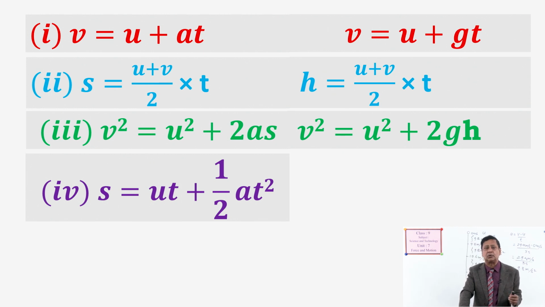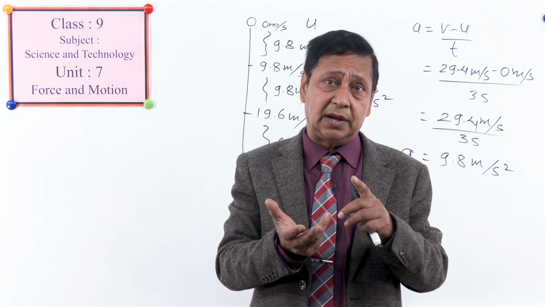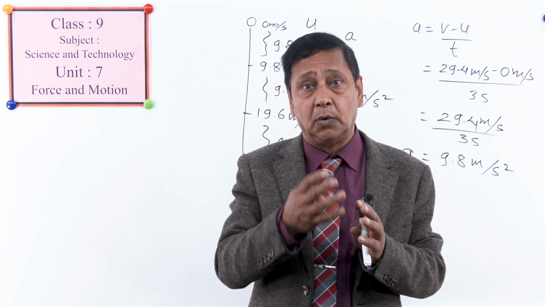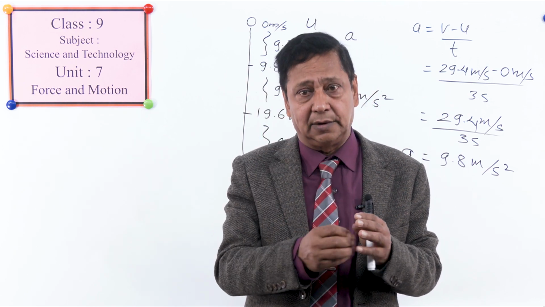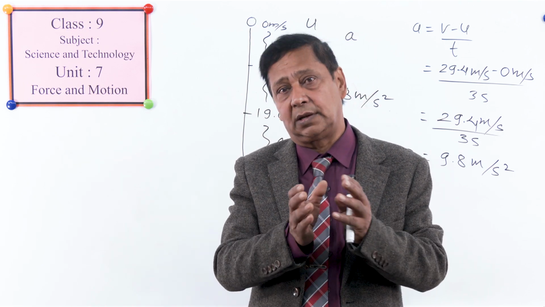Now fourth one, s equal to ut plus half at square can be written like this also, h equal to ut plus half gt square. What is the change? Instead of s we are writing h, and instead of a we are writing g. Okay, after all this understanding, what I told you, SUVAT, the meaning of each symbol, the 4 different equations of motion, and then some important information which may come in the numerical problem. After all this, now we are able to solve the numerical problem.